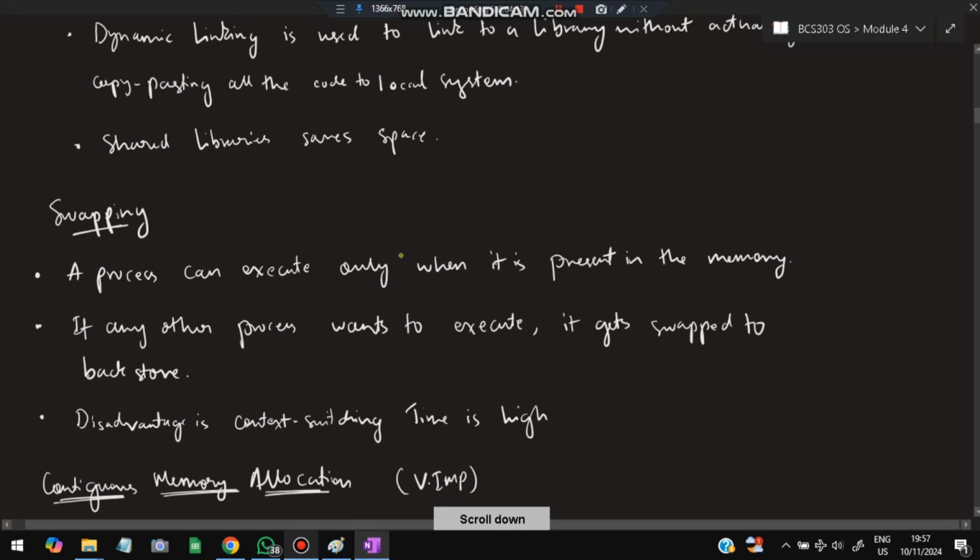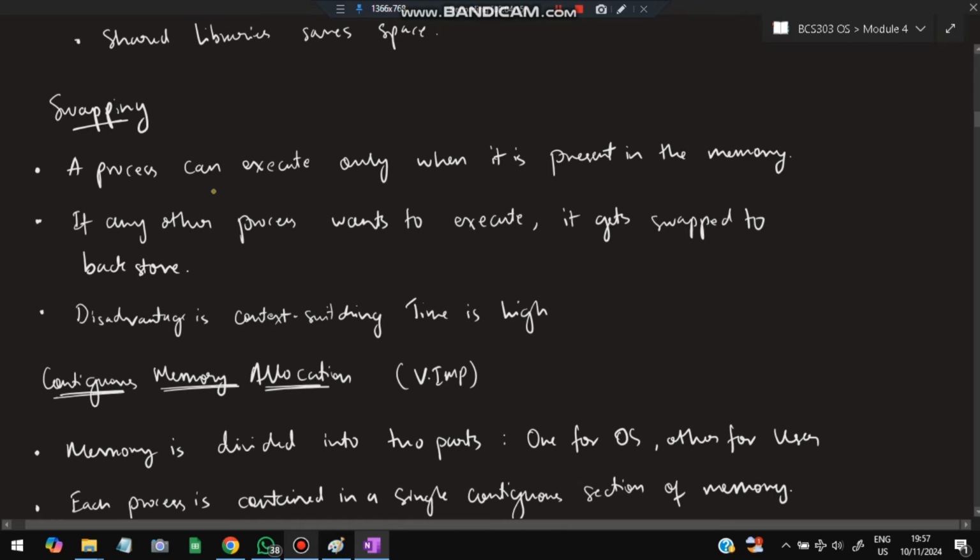Okay, moving to the next topic, which is swapping. A process can execute only when it is present in the memory. That's common sense. If this is the memory, the process will execute only if it is present inside the memory. If it is not present in the memory, the process does not exist. If any other process wants to execute while the current process is getting executed, it gets swapped to the backing store.